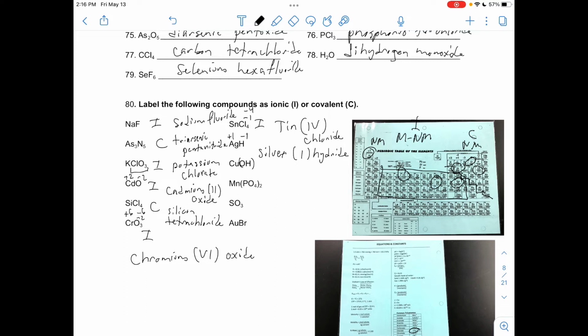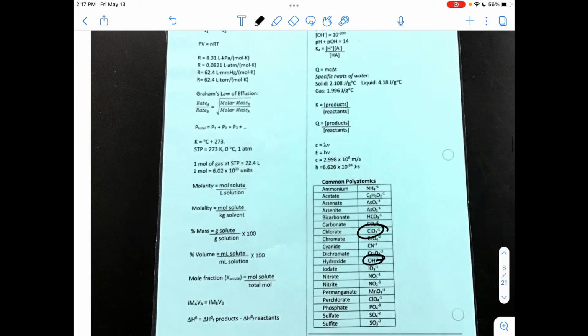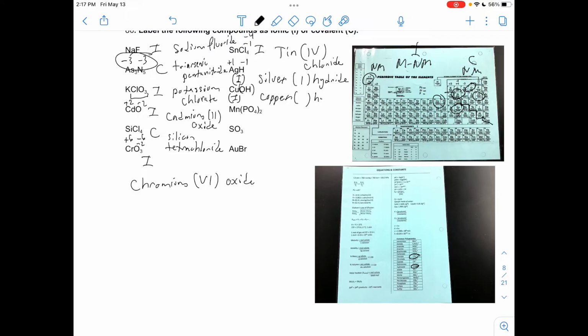Okay, next CuOH. OH is a polyatomic. Cu is copper, which is a transition metal. Okay, Cu is right here. Okay, so copper. So this is ionic. Whenever you have two opposite charges, that's another way you can tell it's ionic. Right? Arsenic is supposed to be -3, and so is nitrogen. So you can tell that it's not ionic. The charges don't balance. Okay, copper, OH. We're going to look on our back of our periodic table. OH is hydroxide.